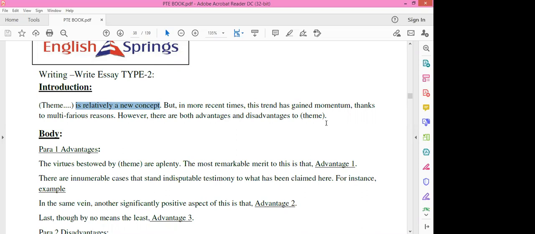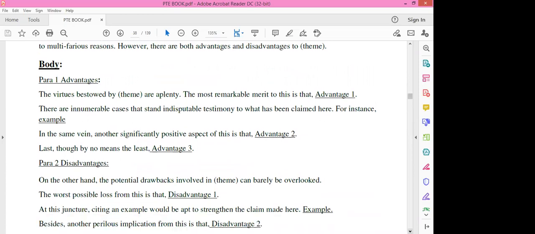Introduction, any doubts on introduction? No, ma'am. Clear? Okay, coming to body para 1, advantages. So I'm again asking you, please, if you have any doubts, to ask. Okay. In the para 1 advantage, these things should not be given in your exam. You start from here. Start writing from the left-hand side, after leaving a one-line spacing.